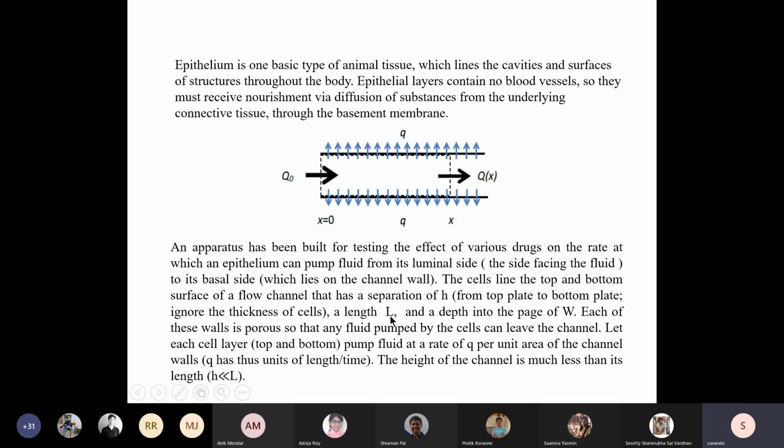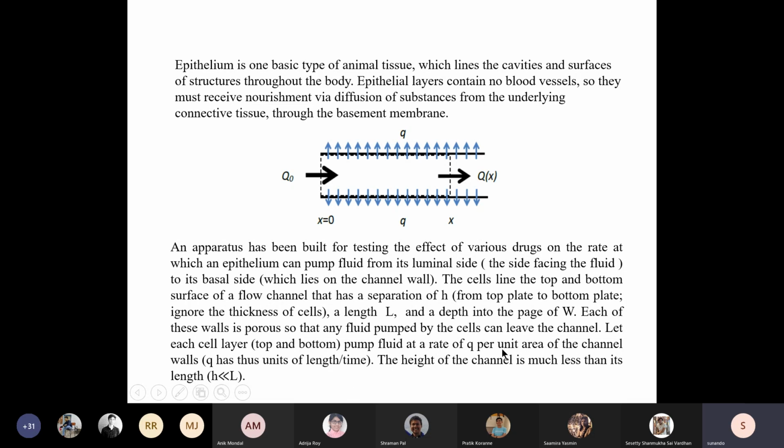And the length is known, and the depth into the page is W. So it's a rectangular system where all your calculations could be based on per unit depth, or you could simply multiply that by W in order to obtain the total amount. Each of these walls is porous, so that any fluid pumped by the cells can leave the channel. So anything that the cells take up is going to be rejected on the other side.